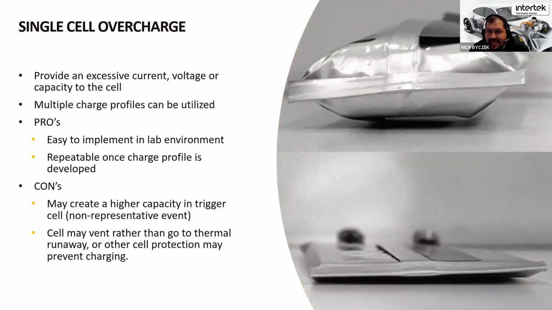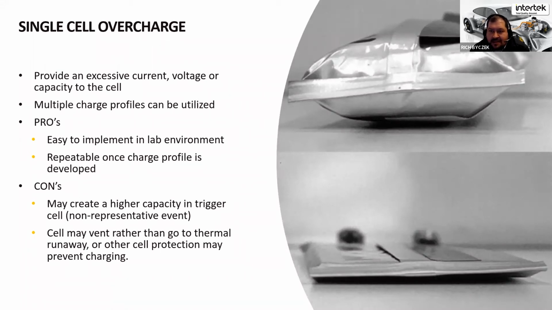Single cell overcharge, electrical overstress. These are sometimes the easiest at the lab level to implement. We just keep charging the battery, bypass any control circuits, and try to get a higher voltage or a higher current into the cell. Generally, once you find a mix of voltage, current, and time that gives you a repeatable event, it's very easy to get that event to occur again by directly wiring to an individual cell in a battery pack.